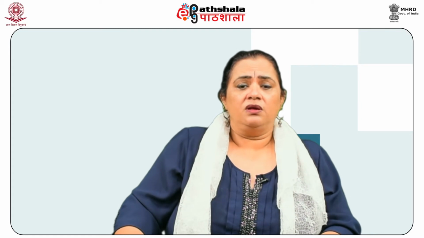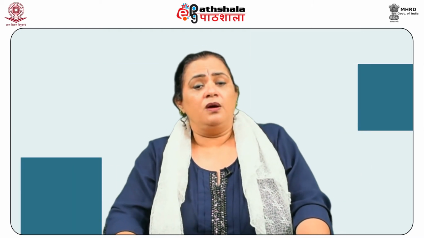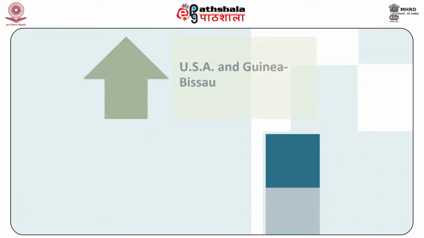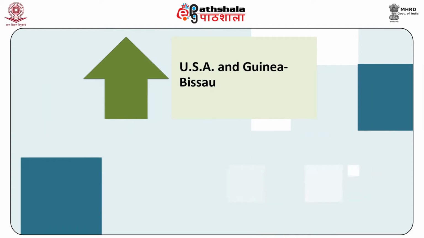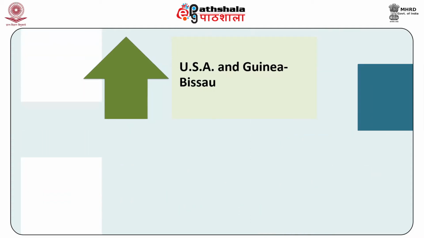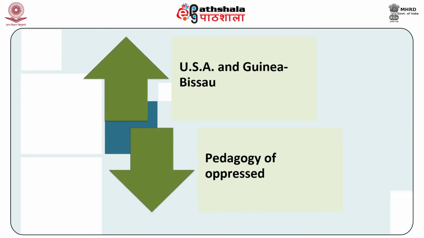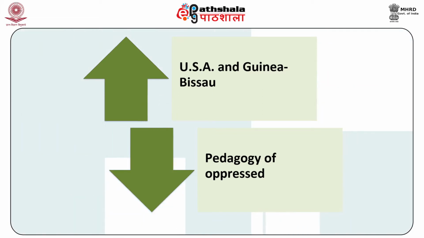The second type of social action, which Brito termed popular social action, again identifies three submodels. Number one, the conscientization model of popular social action, wherein Paulo Freire developed the concept of conscientization initially in the South American context. Later, through his experience in the US and Guinea-Bissau, he further classified the pedagogy of the oppressed.